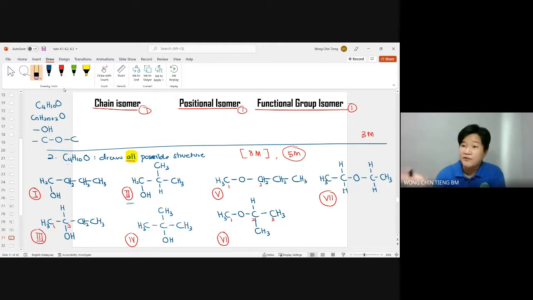Kamu tak perlu buat dah functional group isomer sekali lagi. That's it. You are done. And over here, you have 7 structure. You have 7 marks. Soalan ni keluar 10 markah dalam final.